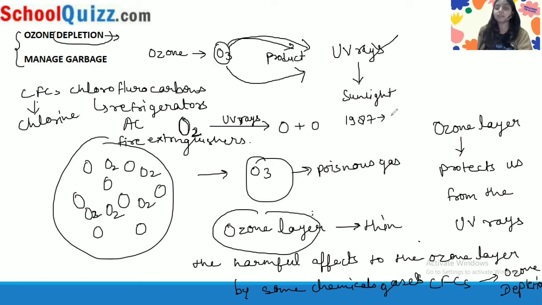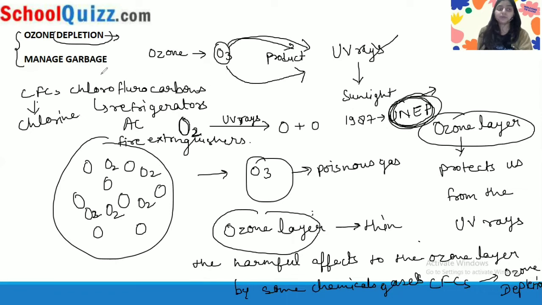In the 1980s, in 1987, at the world level, the United Nations Environment Programme was formed by the United Nations. What is the work of this program? It urges countries to reduce their chemicals or CFCs production so that we can protect our ozone layer. This is the main function of UNEP. I hope this is clear for you, and let's move to the second topic, which is managing garbage.